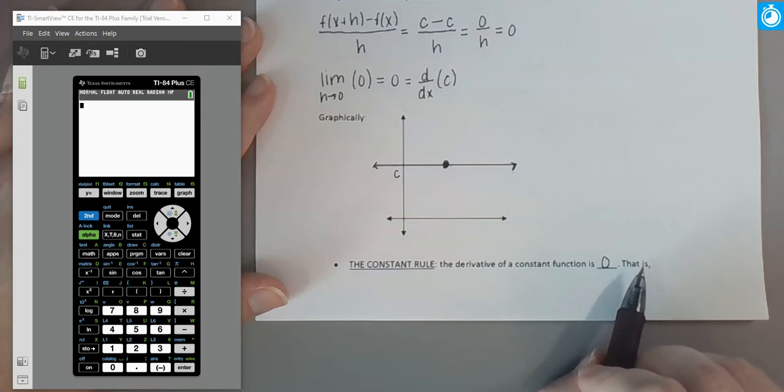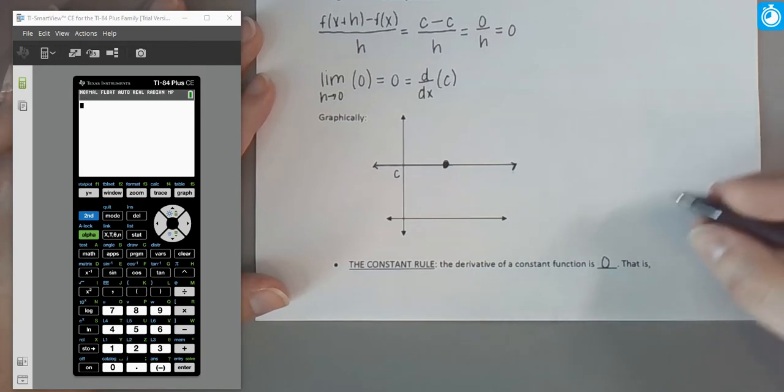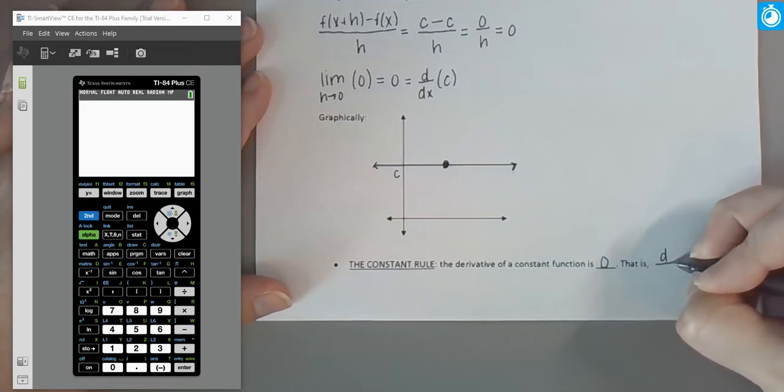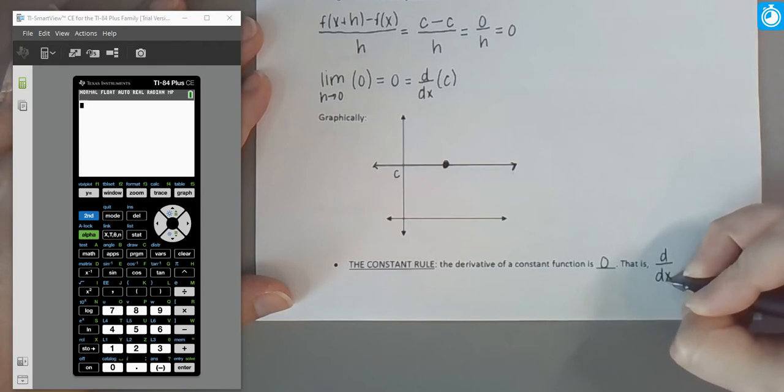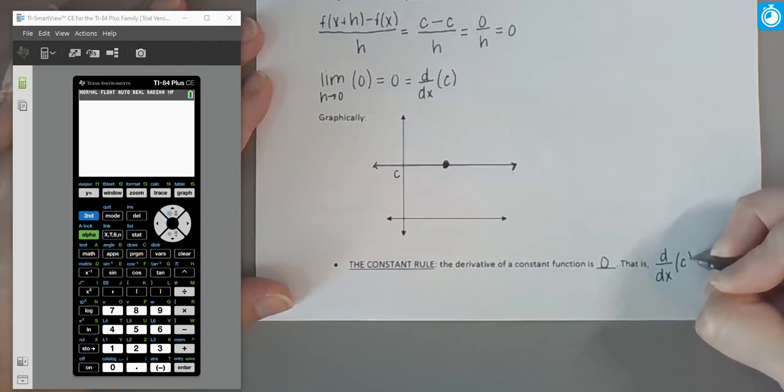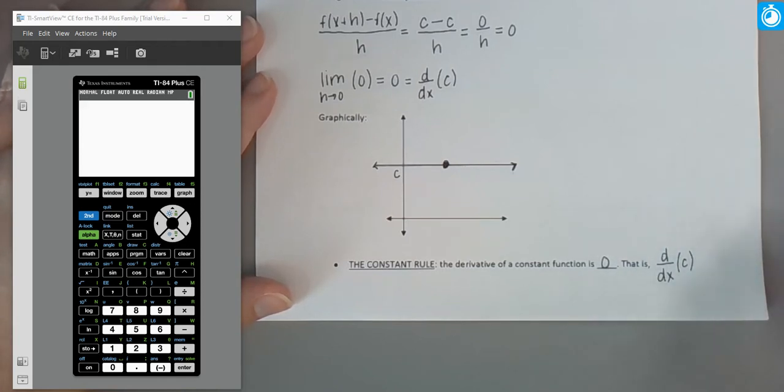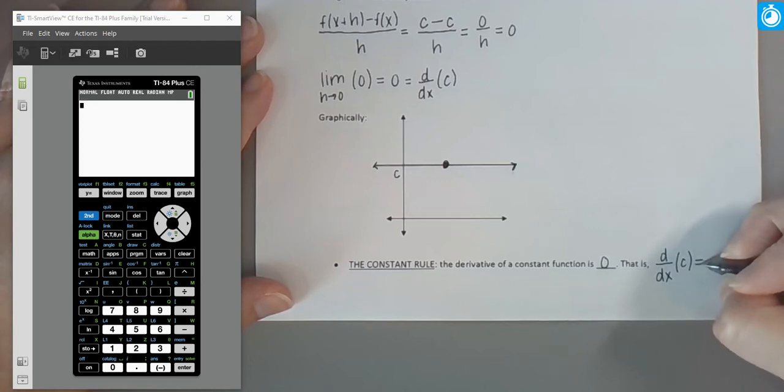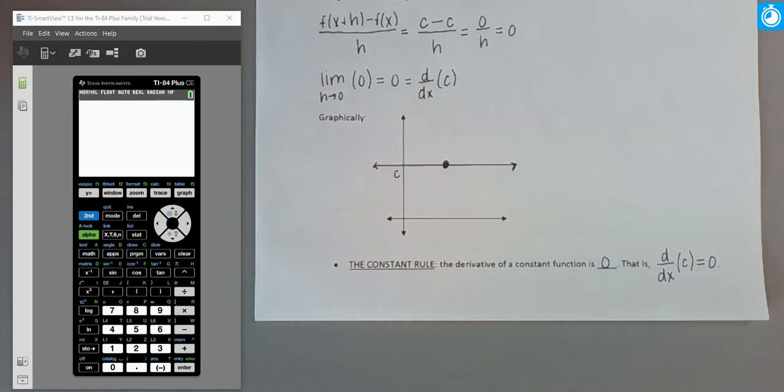To write that more officially, the derivative with respect to x of a constant function, where c is considered to be a constant, is going to be 0 always. So anytime we have a function that is just represented by a constant, not an actual variable, but a constant, then the derivative of that function is going to be 0.